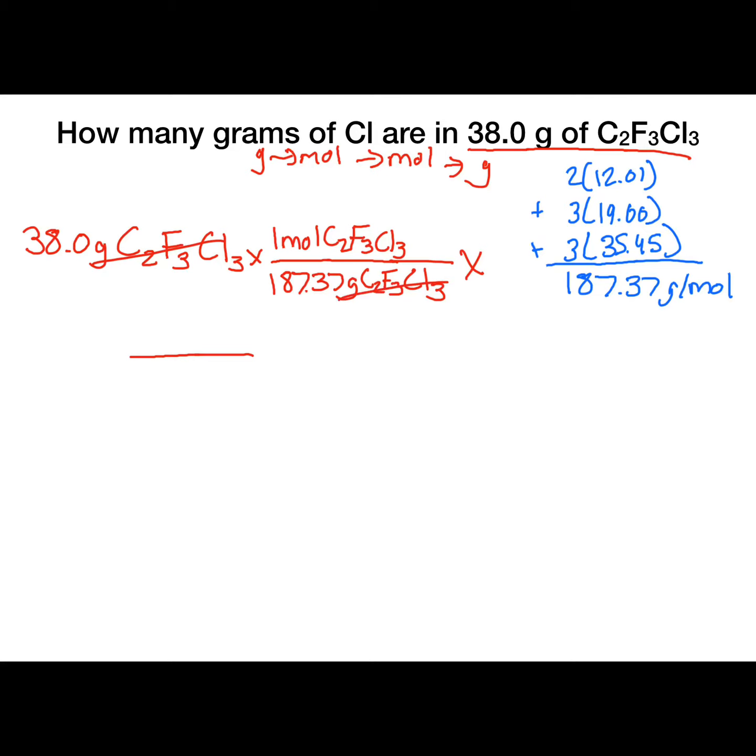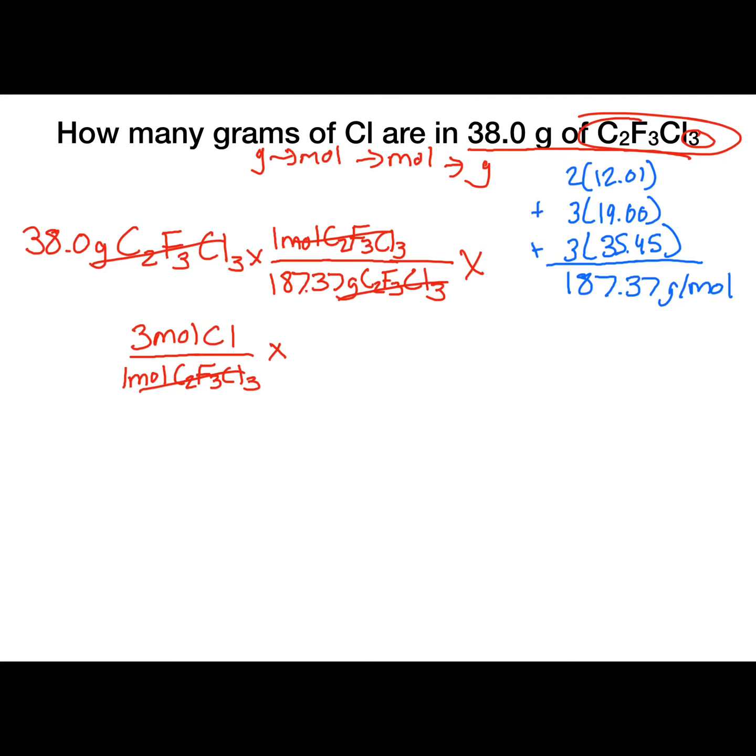So now it's asking us the grams of chlorine. So first we need to find the number of chlorine moles in 1 mole of the entire compound. So we know that there is 3 moles of chlorine in 1 mole of this. So we have 3 moles chlorine in 1 mole. Times. Okay, so our moles cancels out. So now we have moles of chlorine.